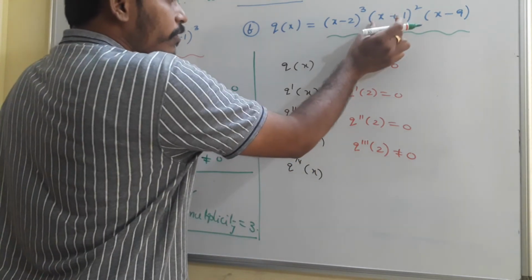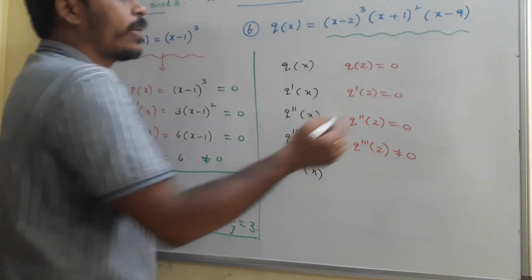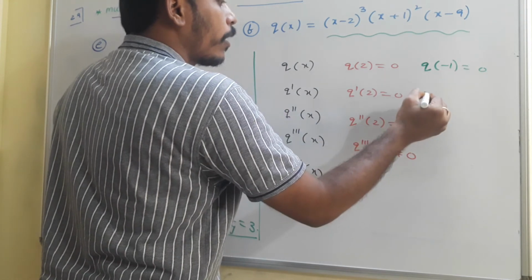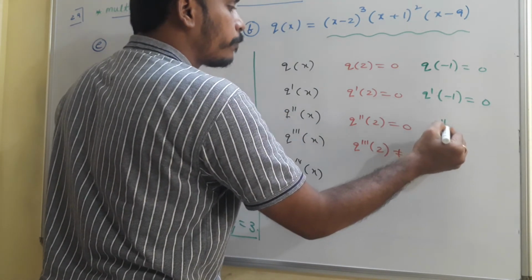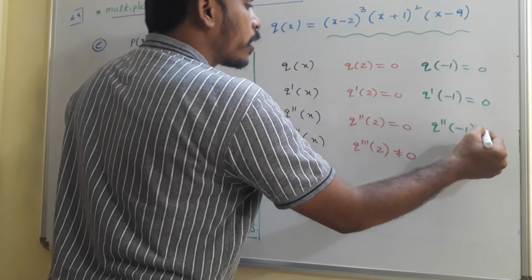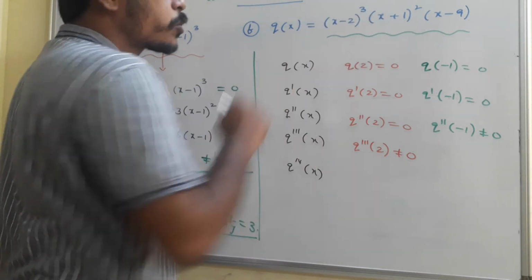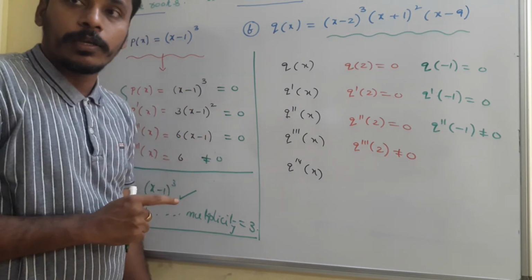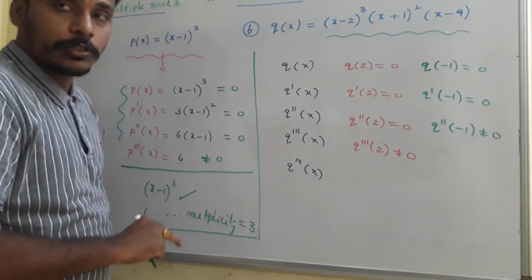But whereas x plus 1 whole square is involved, when you think at x is equal to minus 1, q of minus 1 is equal to 0, q dash of minus 1 is equal to 0, but if you find q double dash of minus 1 it is a non-zero value. Why? Because here x plus 1 whole square is a factor, so minus 1 is a root of that polynomial only 2 times, so only 2 values are 0, and the third value is non-zero.